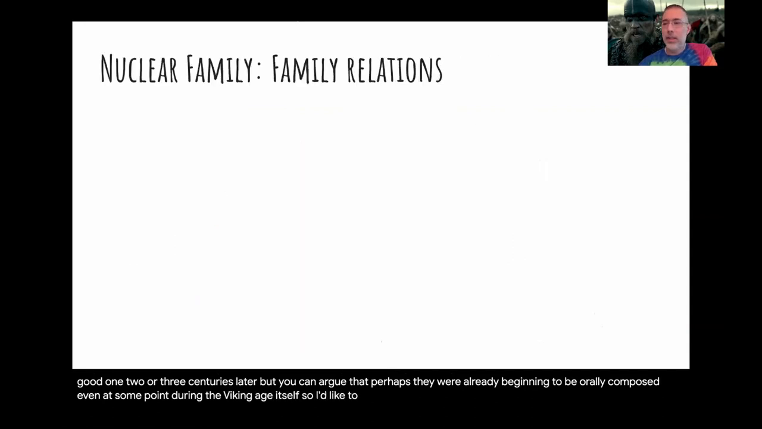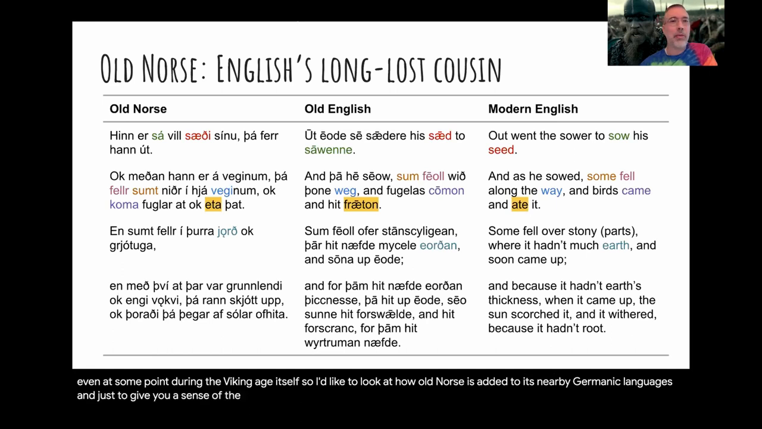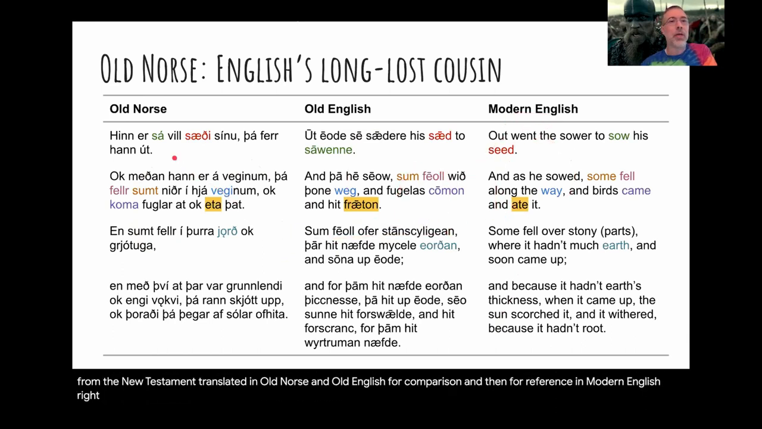So I'd like to look at how Old Norse is related to its nearby Germanic languages. And just to give you a sense of the language that we're talking about here, I have here the parable of the sower and the seed from the New Testament, translated in Old Norse, in Old English for comparison, and then for reference in modern English. Now, mind you, I'm going to use a somewhat reconstructionist pronunciation, trying to emulate the sounds as scholars think that they might have been spoken at the time that these texts would have been written.